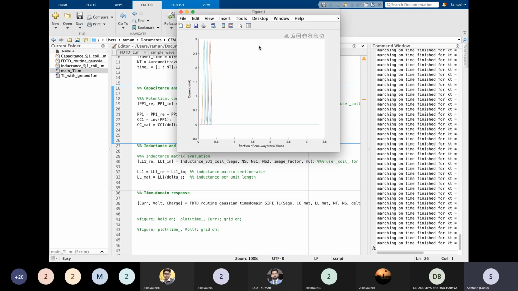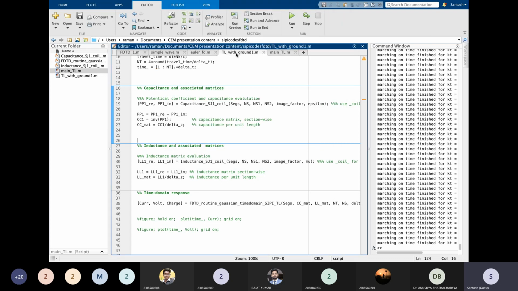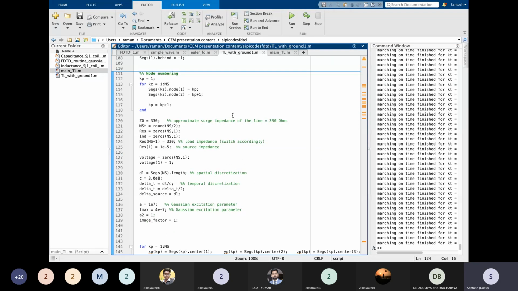So you have the current propagating towards the load. When it reaches 1, you'll see a very small portion of this will reflect, right? A very small portion, which means that you have almost matched the load, right? The source is not matched, but the load I have matched. And the amount of reflection keeps getting smaller and smaller because I have managed to match the load very well, right?